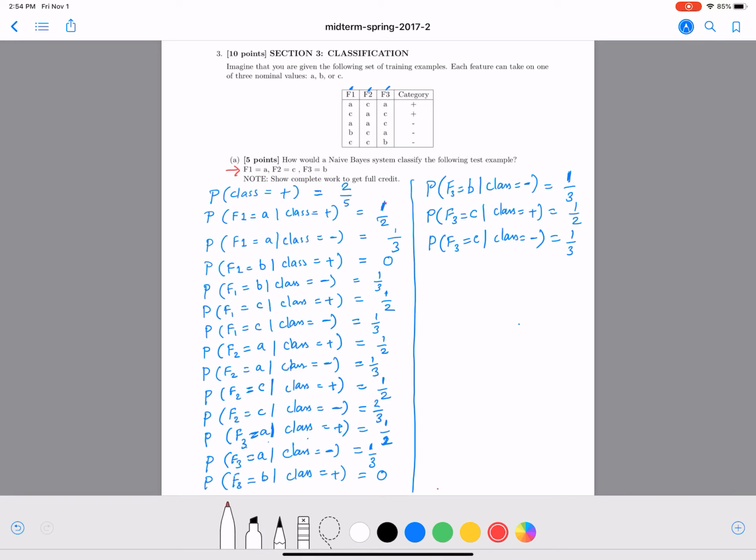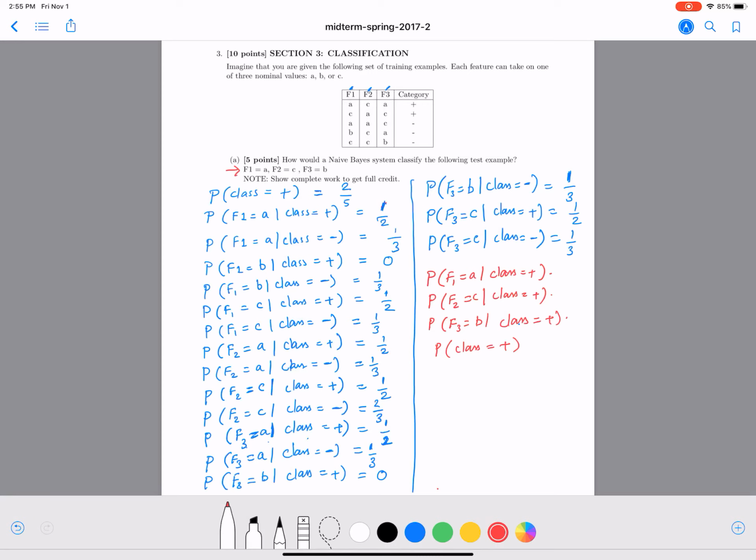Probability of f1 equal to a given class equal to plus times probability of f2 equal to c given class equal to plus, times probability of f3 is equal to b given class equal to plus, times probability of class equal to plus. Right, this is for the positive class.